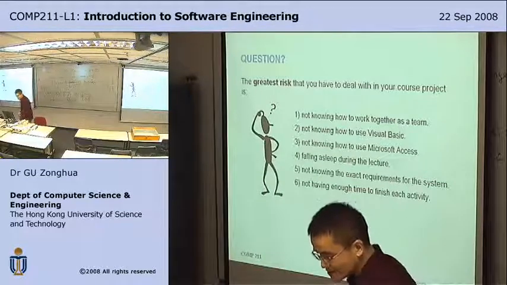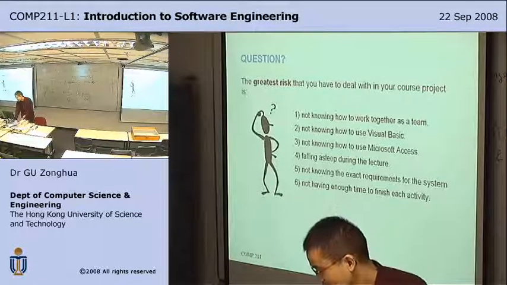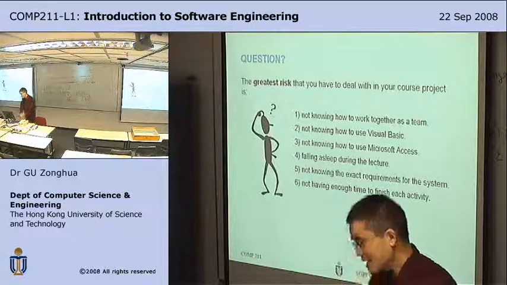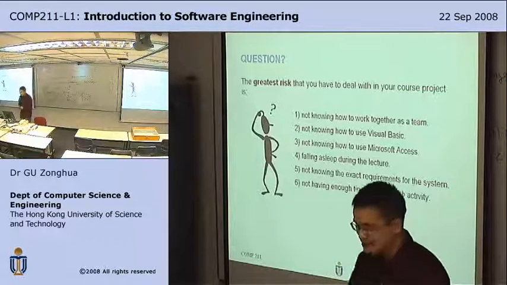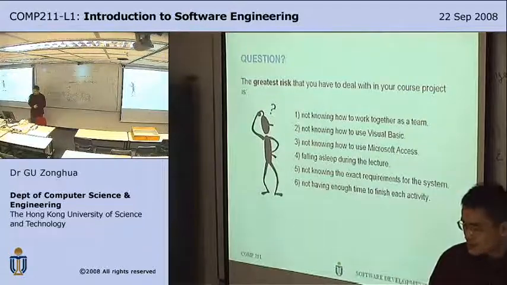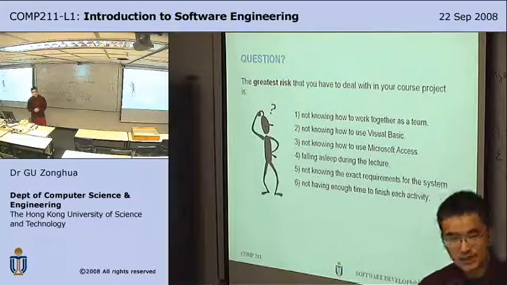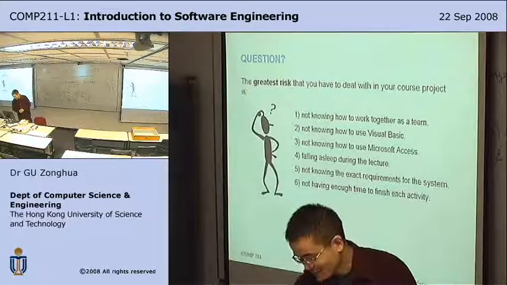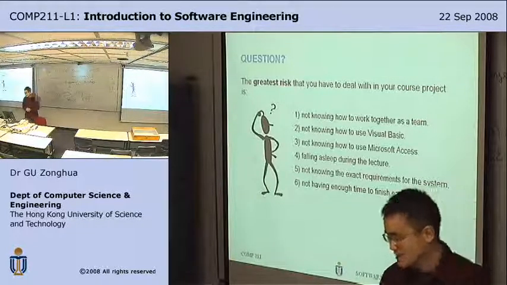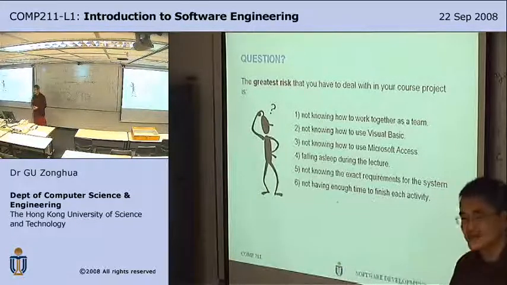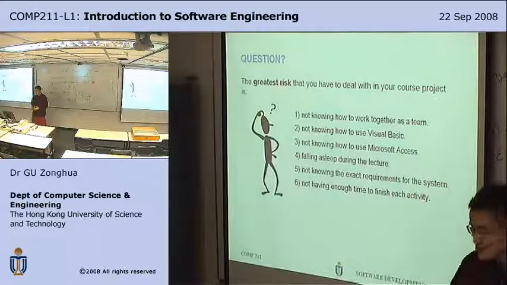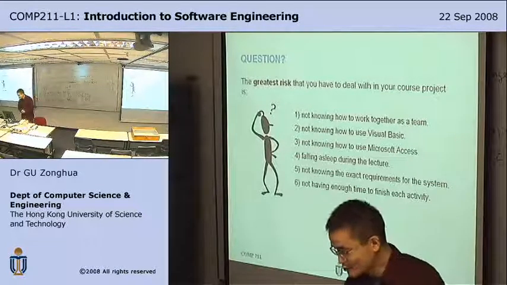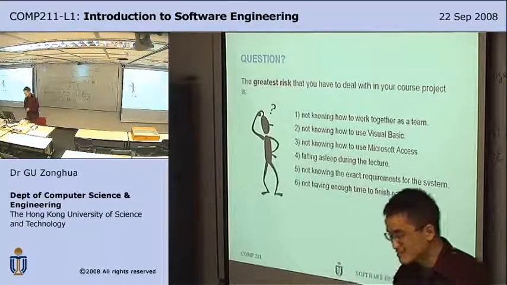So the greatest risks you have to deal with for your course project: one, not knowing how to work together as a team. This can be a risk because some people just don't get along, right? Two, not knowing how to use Visual Basic. I think that's a minor risk. Your UST students, you can learn Visual Basic quickly. Not knowing how to use Microsoft Access, falling asleep during the lecture.